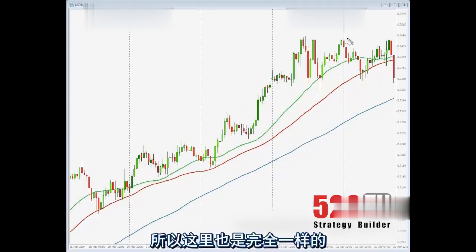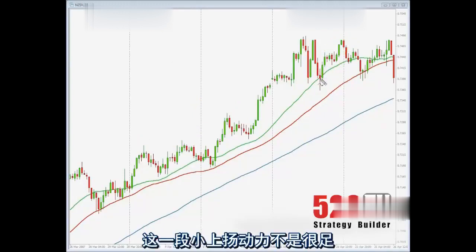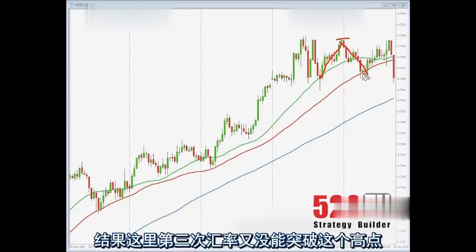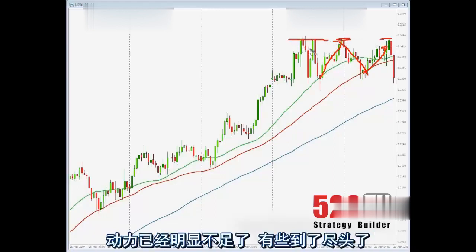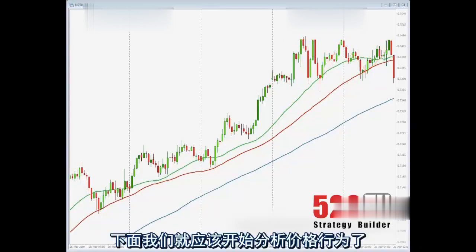This could perfectly be the case here. Well, okay, fair enough. We just didn't have enough energy. The bulls were a little bit tired at this point, and needed a retrace all the way back down to the dynamic area of support. Then they try it again, but for a third time they just cannot make it. These guys are getting exhausted. They are getting tired, and it's time to begin to read price action.